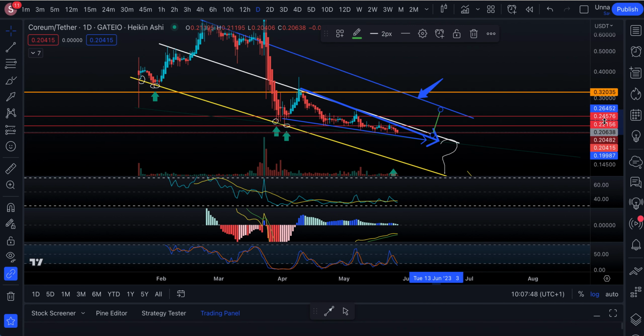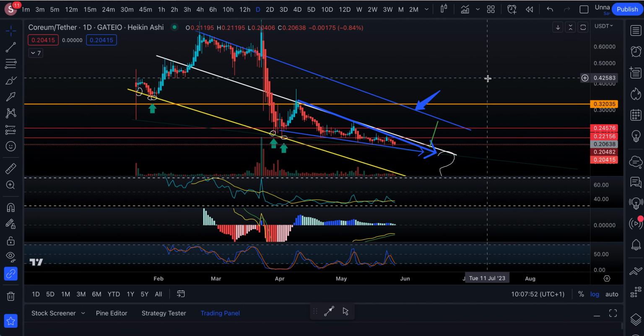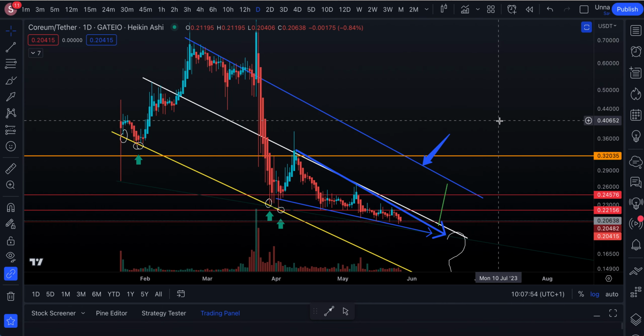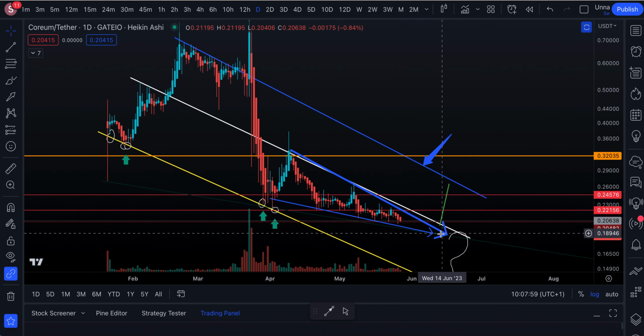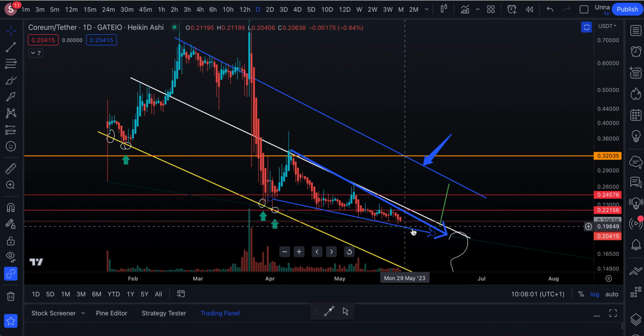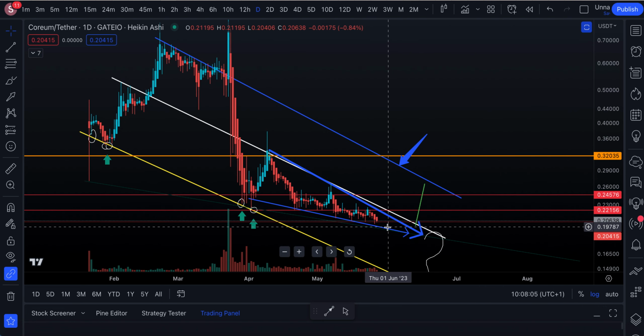So that's my technical analysis, my people. That's what I'm seeing on the Coreum chart. Coreum looks like it's in a falling wedge pattern, and a falling wedge signals a bullish reversal. Could we break lower? We could break lower.